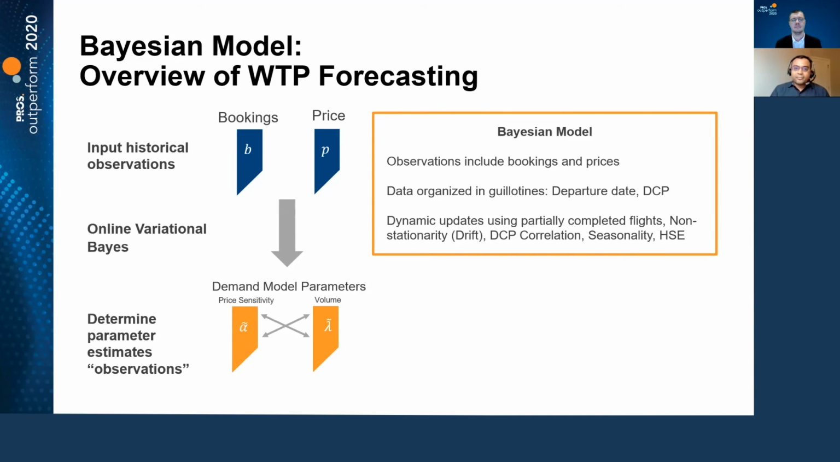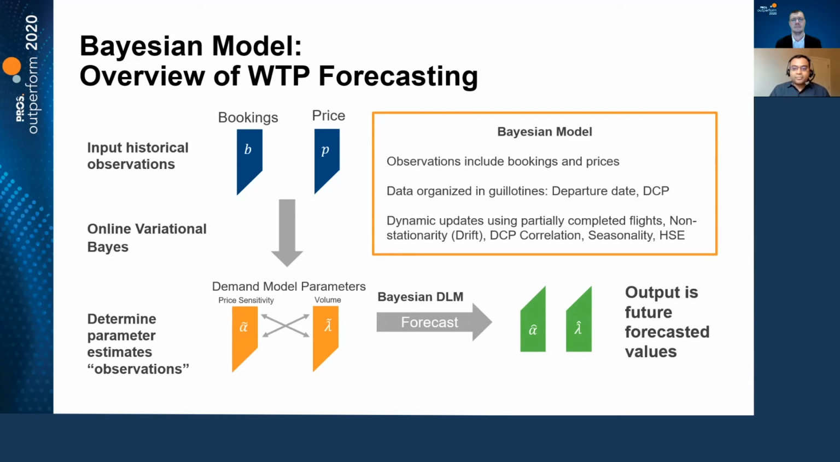So once you have for the historical period your demand model parameters, we then feed them into our Bayesian dynamic linear model, which then produces forecasts of time series for each of these parameter values, both alpha and lambda. So now you have the output of these demand model parameters for future forecasted dates, and these can then be consumed by your optimization algorithm. For RMA, which works at class level, these price demand response curves are discretized using daily fares to get class level demands. Whereas for RMU, it has the capability of consuming price demand response curve on a continuum level.